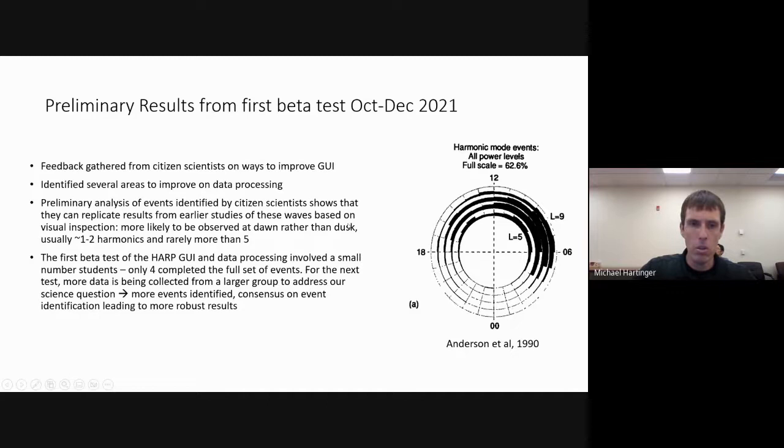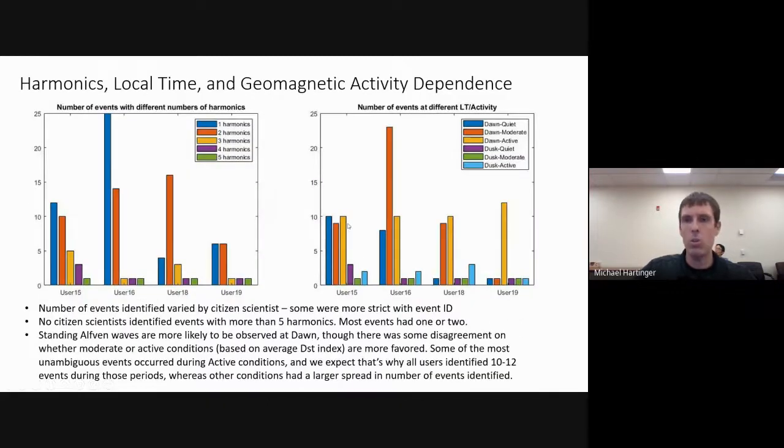And actually, I'm going to go to this slide, which is kind of an interesting one. So here are just 2 bar charts that break down the 4 different users and how they were similar and how they were different in some cases. I'm just going to briefly touch on the harmonics one. So you can see that by and large, all of the users were tending to identify 1 or 2 harmonics, the blue and the orange bars. Very few events with 3, 4, or 5 harmonics were identified.